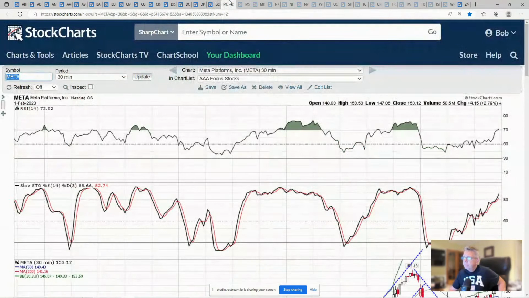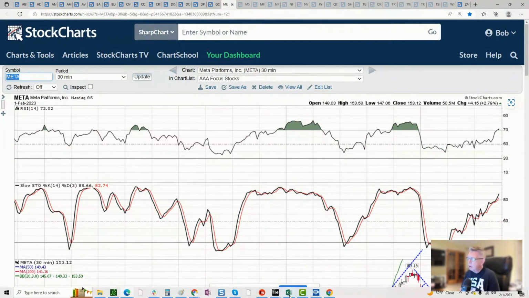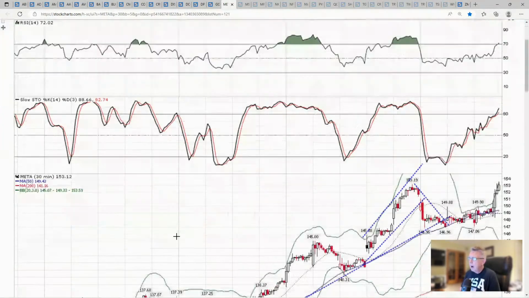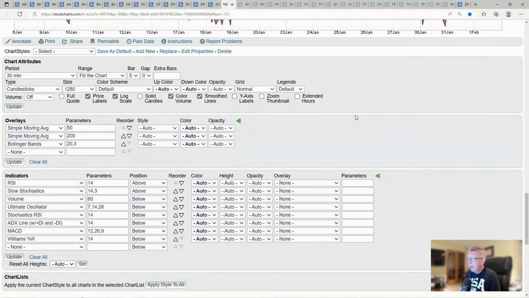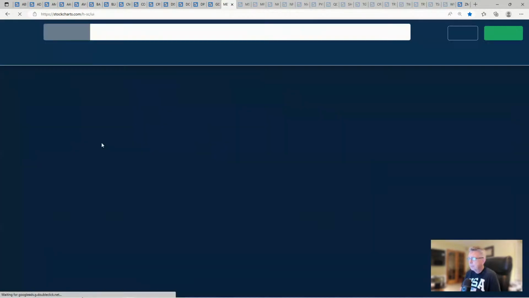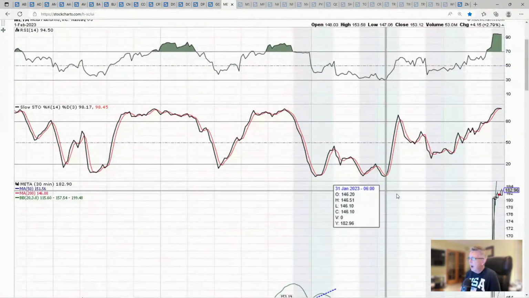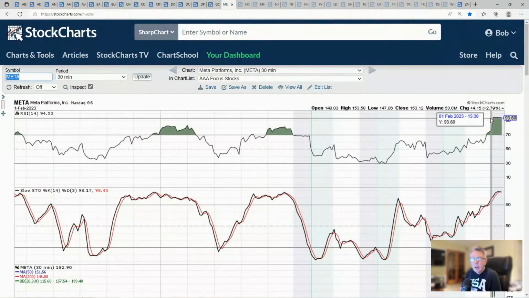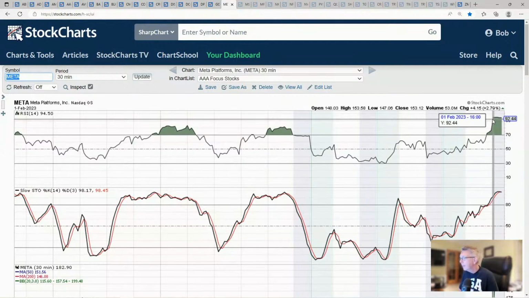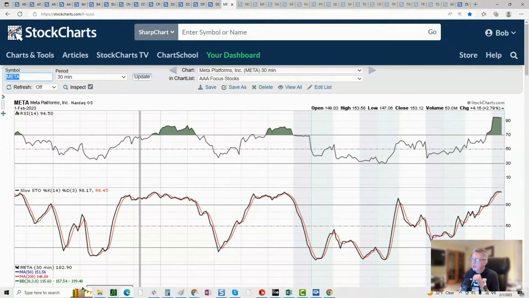Now, Meta, this is one that's really interesting to me because after hours, this stock is screaming up higher. Can we get after hours price action here? Yeah, we can. Here we are after hours. Take a look at RSI on this stock. And believe it or not, we're not even at resistance yet. 186 is resistance. How do I know that?